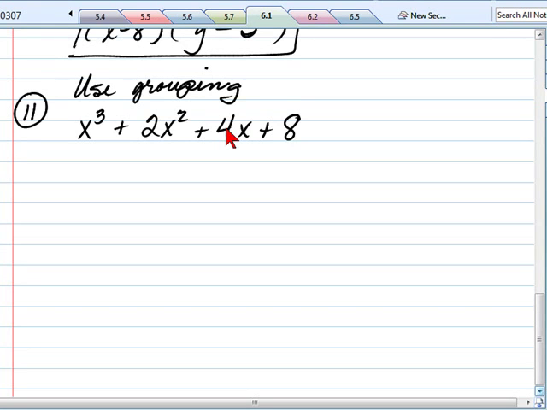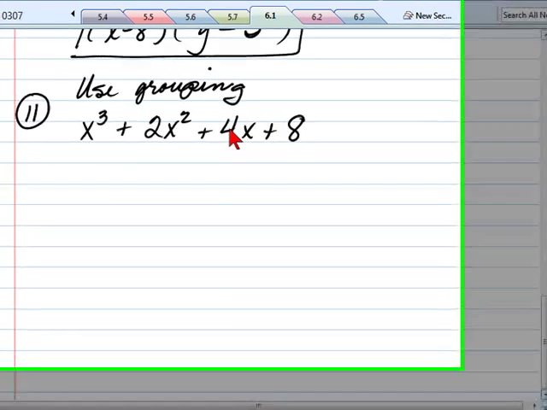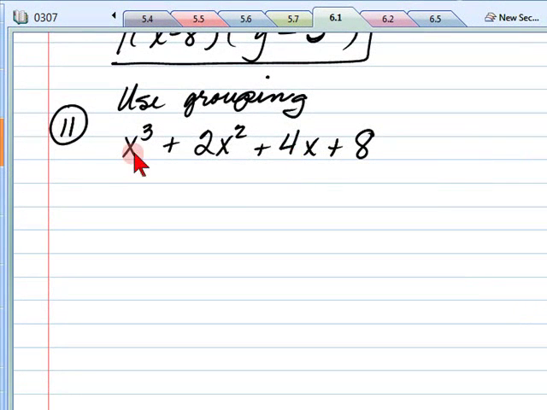So after I've either done that or didn't do that, then I count the terms. And I have 1, 2, 3, 4. And when I have 4 terms, it means grouping. I will promise you that within this course, you can always group these first 2, second 2. It'll always work.